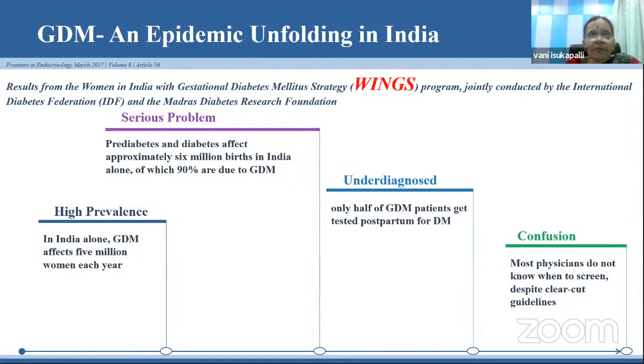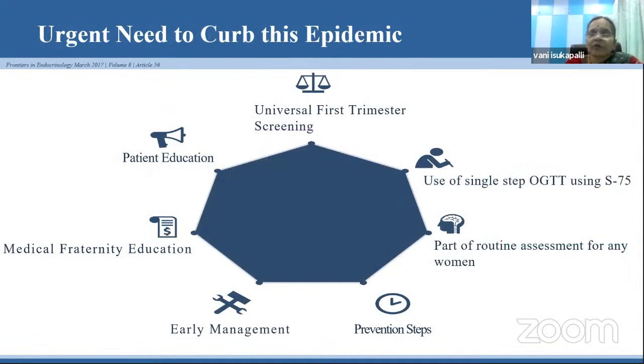It is a serious problem, and the majority of the cases are underdiagnosed, and there is confusion in how to screen for the disease because of a lack of clear-cut guidelines. So these are the statements which have come out of the studies done by these two important groups. Therefore, there is a very urgent need to curtail the disease.